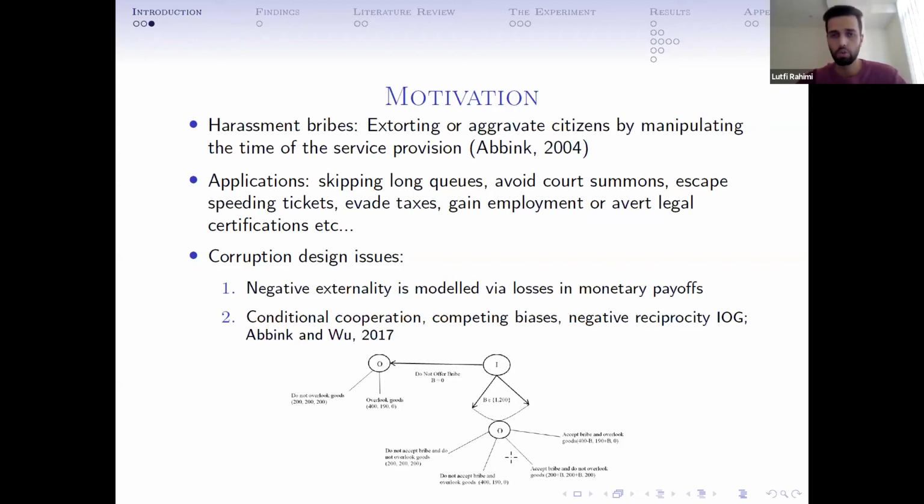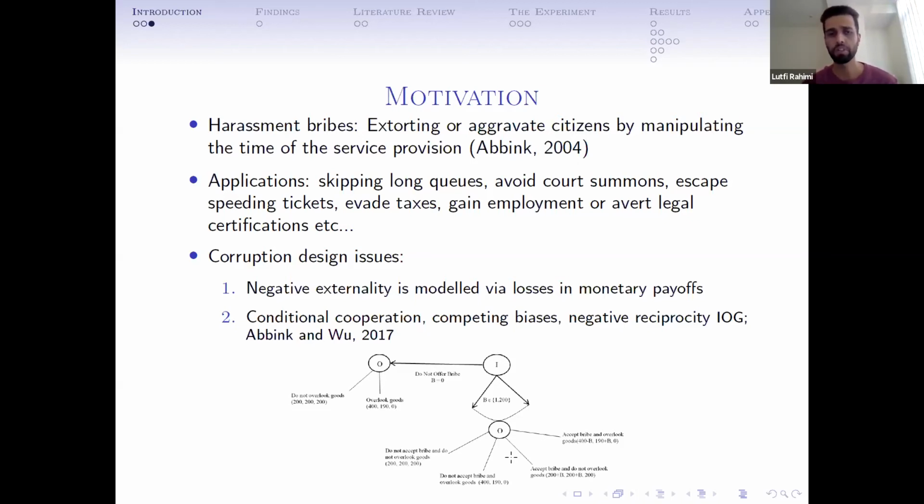And this creates a couple of issues. It creates conditional cooperation, creates negative reciprocity in the case of a negative action. So most of the games in the literature that I have reviewed for this purpose employ some sort of modified trust game, if you like. And this is what I call lopsided structures or games, or a dynamic framework. And these dynamic frameworks have some inherent biases, and it causes issues in studying the harassment bribery question.